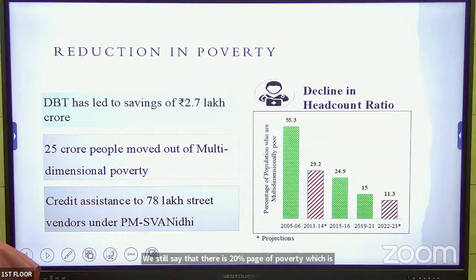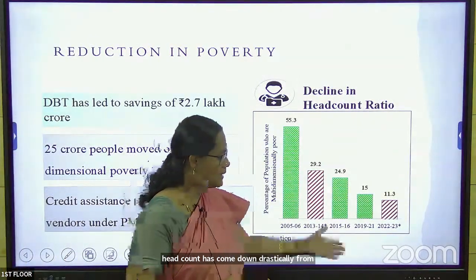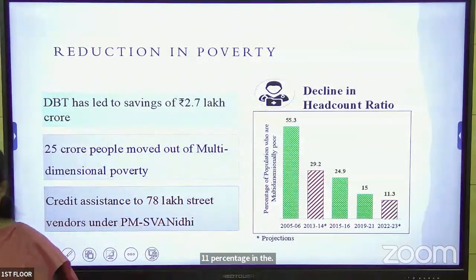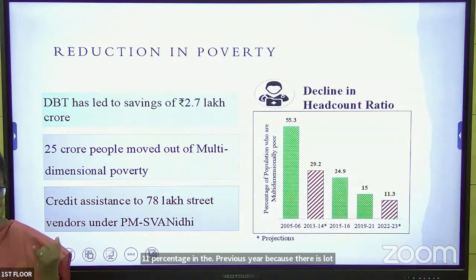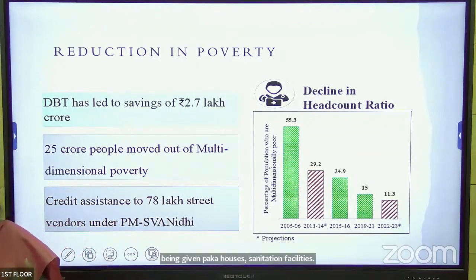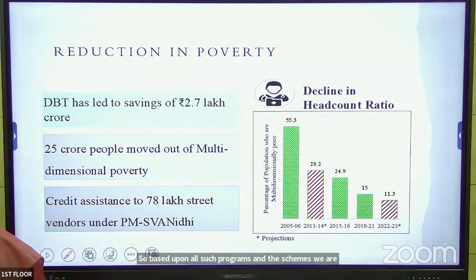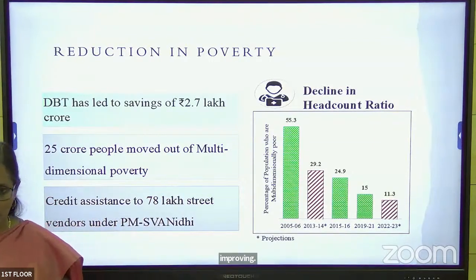But this multidimensional poverty headcount has come down drastically from 55% to 15%, at least we can say 11% in the previous year, because there is a lot of electrification happening in the country, houses being given, pakka houses, sanitation facilities. So based upon all such programs and schemes, we are trying to say that the access to resources is actually improving, as well as our IMR, MMR, everything is coming down.